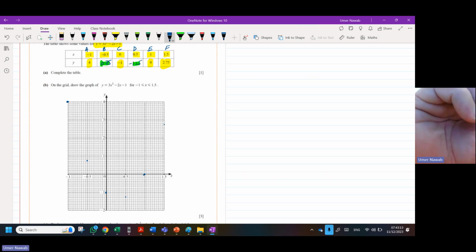So now I'm ready to draw my curve. I need to check all of my values. 0 is giving minus 1. Minus 0.5 is 0.75. Minus 1 is giving you 4. And 0.5 is giving me minus 1.25. And 1 is giving you 0. And 1.5, 2.75. Let's draw the graph smoothly.